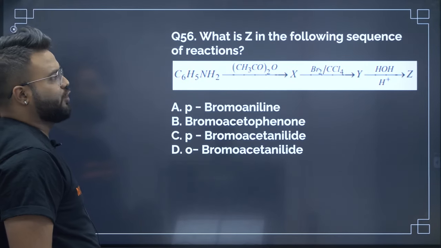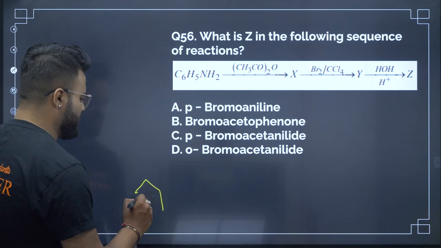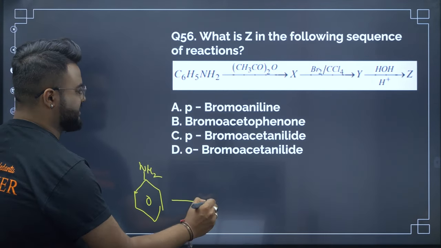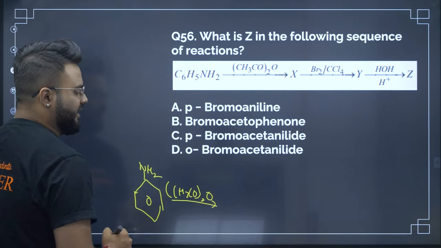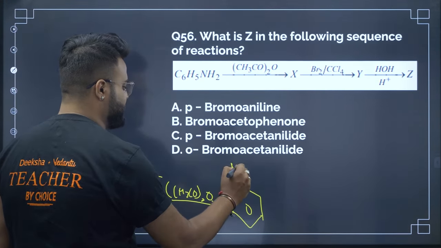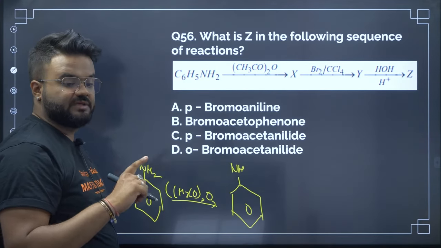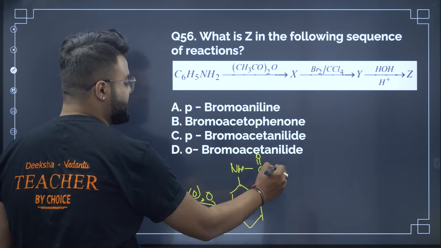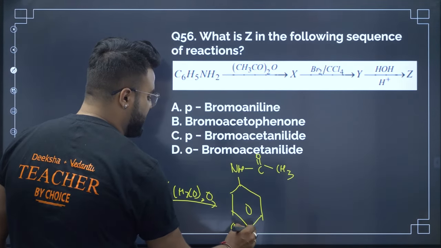What is Z of the following sequence of reactions? See here, when aniline reacts with acetic anhydride, what does it form? It forms acetanilide, that is nothing but your NHCOCH3, this is your acetanilide.